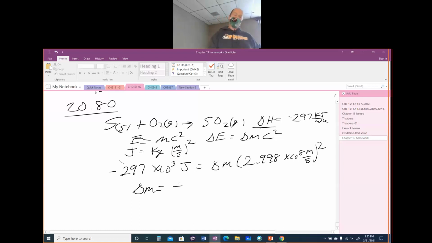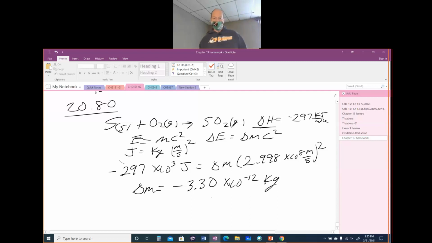If you have an exothermic reaction, you have lost mass. If you have an endothermic reaction, you have gained mass. So we have the same sign. Whatever the sign is for your energy, that is the same sign for your mass, because the speed of light is always positive 2.998 times 10 to the 8th meters per second. So you get a negative 3.30 times 10 to the minus 12 kilograms.